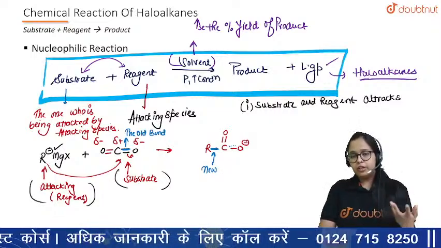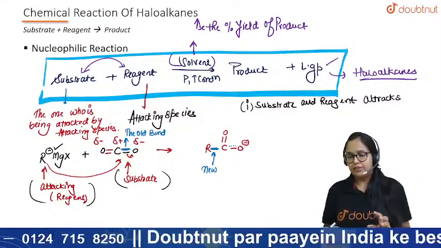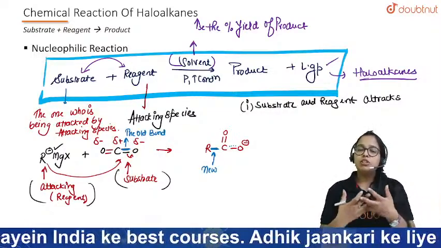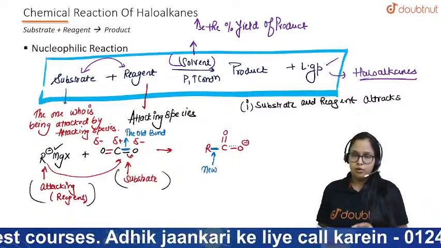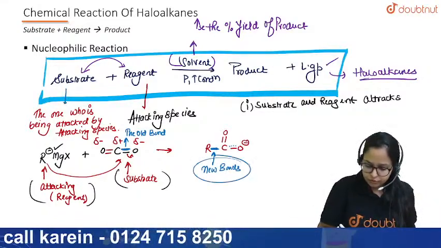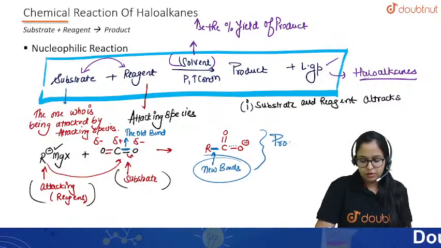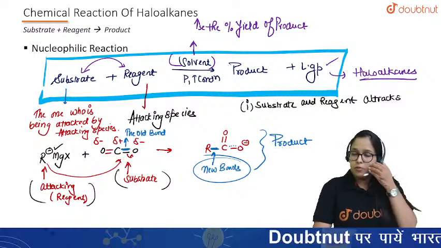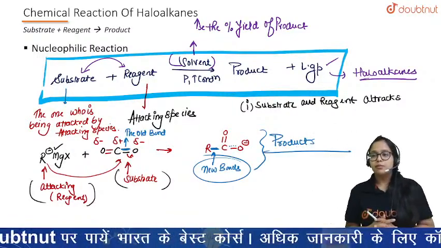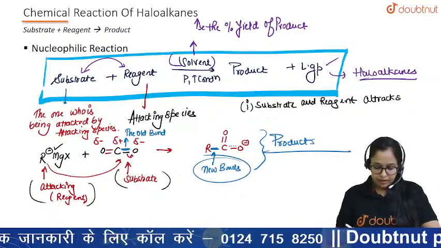So why is the collision happening? Because of the attraction between substrate and reagent. They come together, they collide with each other, energy is released, old bonds are broken and new bonds are formed. Finally, when this process happens, you say a new product is formed, right? So this is the way organic chemical reactions happen.